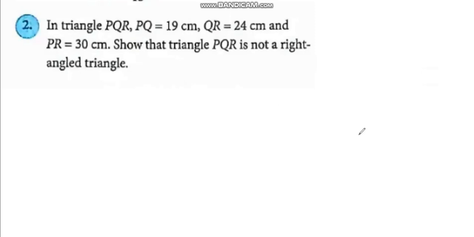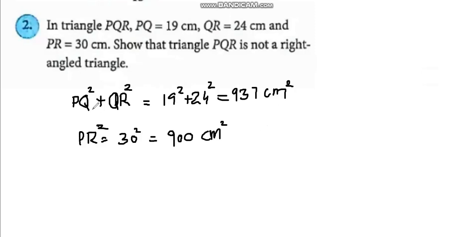Let's calculate it. You can see I have taken the squares of PQ and QR and then added them to get 937 centimeters squared. And similarly, the square of PR, meaning 38 squared, is equal to 900 centimeters squared. These two are not equal, so we can say that PQR is not a right angle triangle. We can write this statement after that. Now let's proceed to the next question.